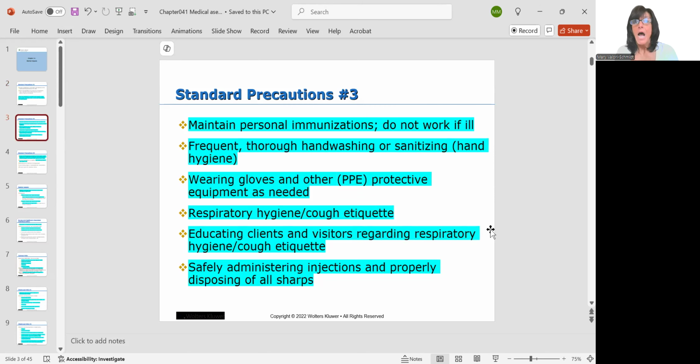Okay. The way to keep yourself safe is a few things. Number one, you want to make sure that you have your immunizations, right? All your immunizations, your hepatitis B series, your COVID vaccine, your flu shot, all that stuff. And if you're really, really sick, don't come to work. Okay. Hand wash, hand wash, hand wash. The number one way to prevent the transmission of infections is washing your hands, wearing your gloves, wearing your PPE. If you have to cough or sneeze, into your elbow.